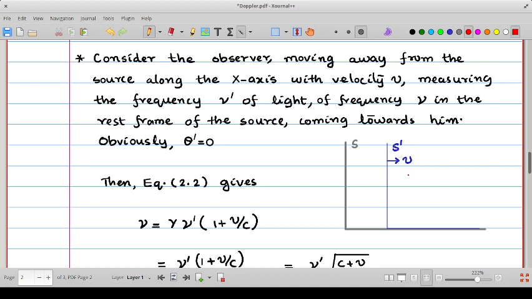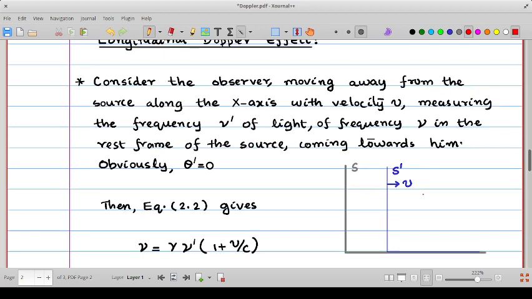Now, this observer observes a light beam coming from the source, the light beam that is coming towards him. So, for him, the light beam is coming in this direction, so that it will be along the x dash axis. X dash axis is the x axis corresponding to the S dash frame, the frame that is attached to him. Since the light wave is coming towards him and it is along the x axis, the angle it makes with the x dash axis is 0. So that means theta dash is equal to 0.